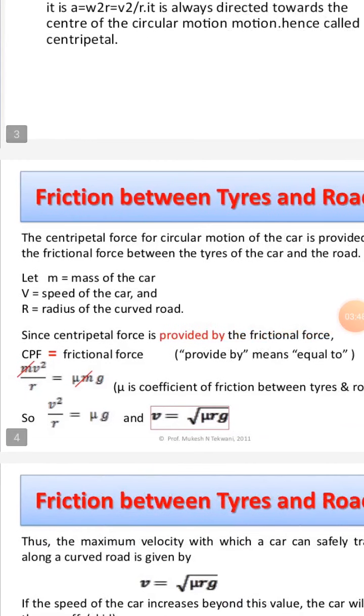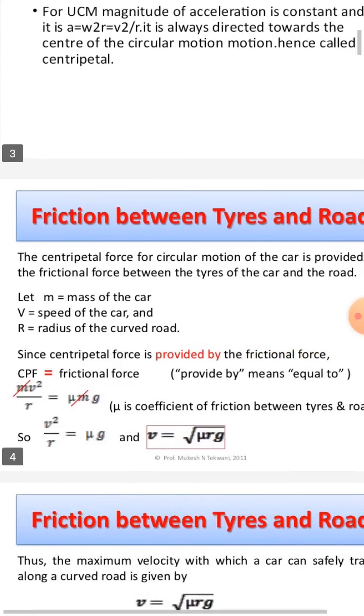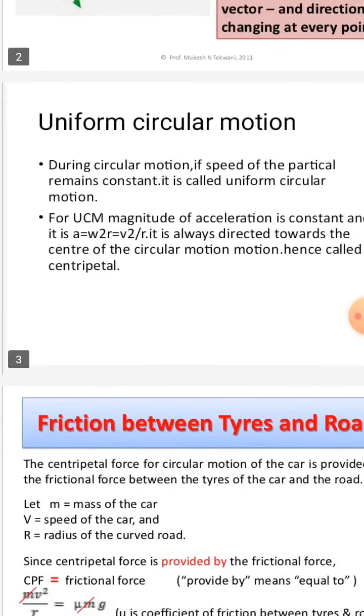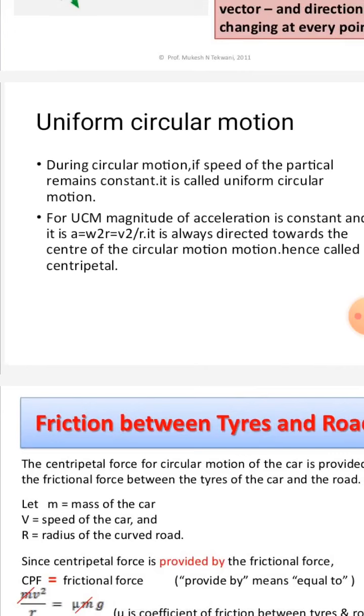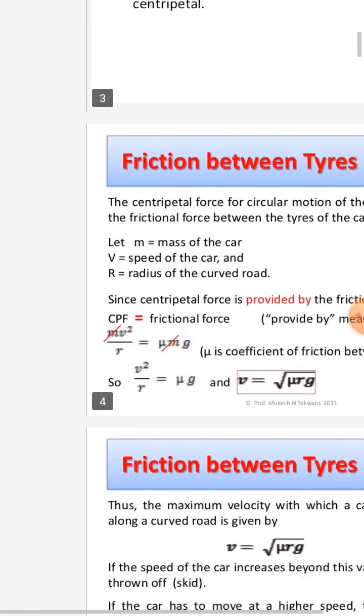Then, illustration of the UCM. We know that when a fan is rotating uniformly, the circular motion of any particle of the fan is uniform circular motion.